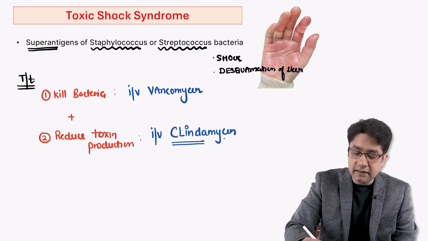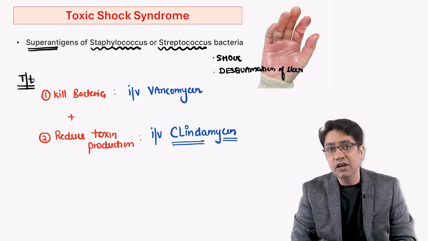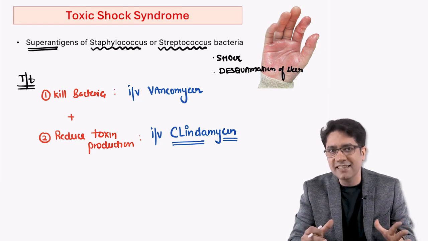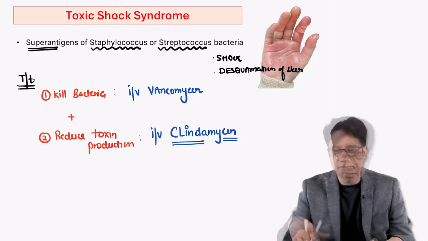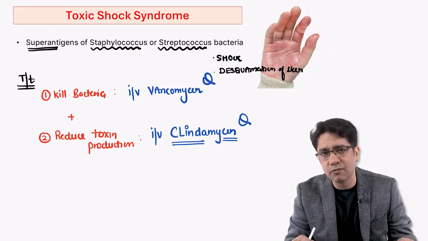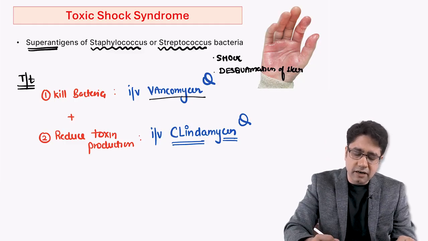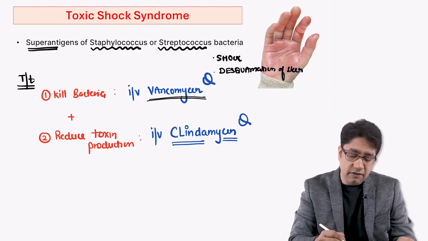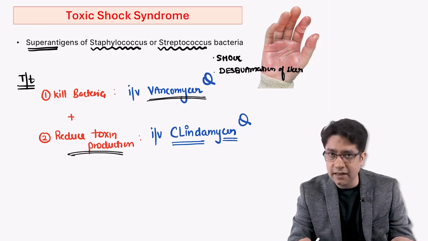Why clindamycin? Because clindamycin is a protein synthesis inhibitor. Toxins are proteins, so it reduces toxin production. Very commonly asked question. So clindamycin to reduce toxin. But if somebody asks you, sir, what is the overall drug of choice? Remember, if you have to mark one drug, then mark vancomycin. If specifically asked to reduce toxin production, then go with clindamycin.